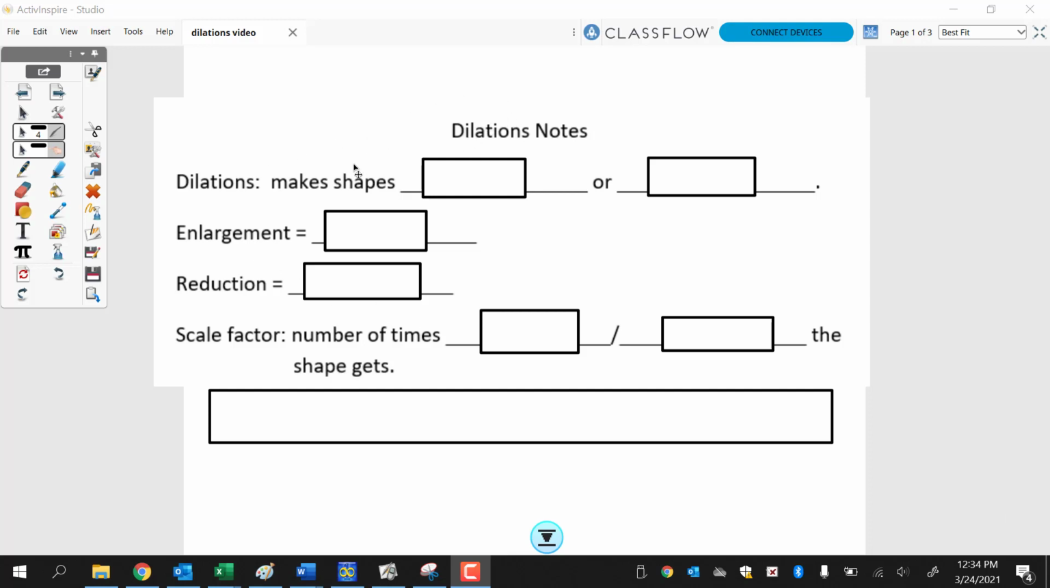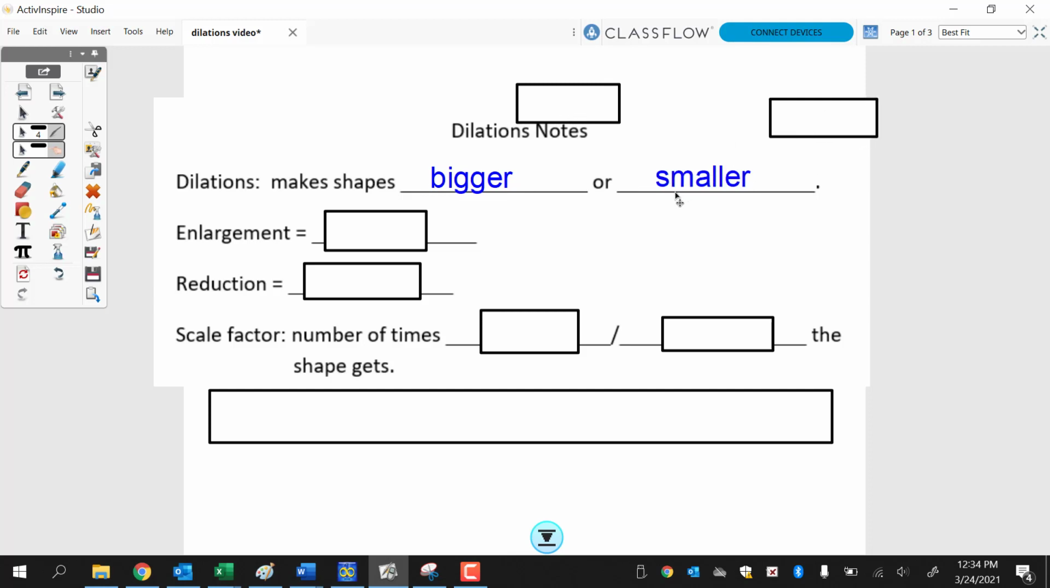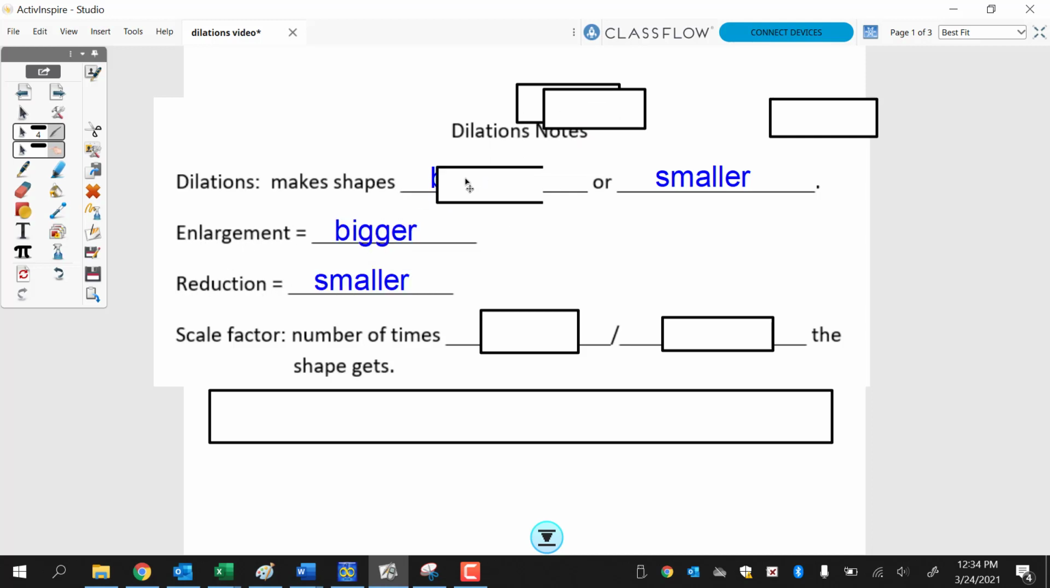So all a dilation does is it makes the shapes bigger or smaller. Okay, so it's staying in the same place. It's just getting bigger or smaller. And so the fancy words that they're going to use is enlargement and reduction. So enlargement means bigger because it has the word large in it. And reduction means smaller.